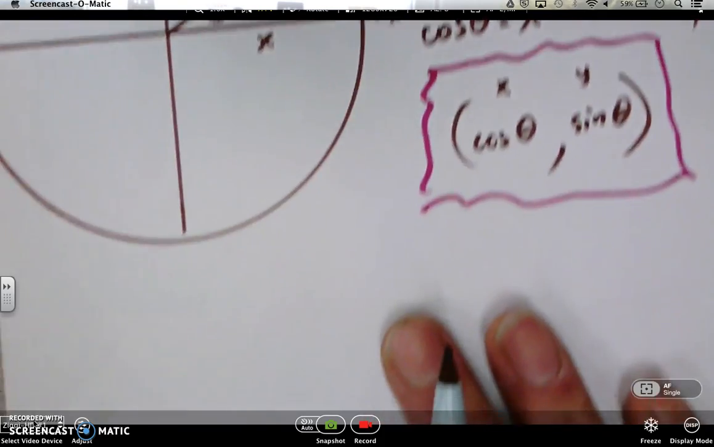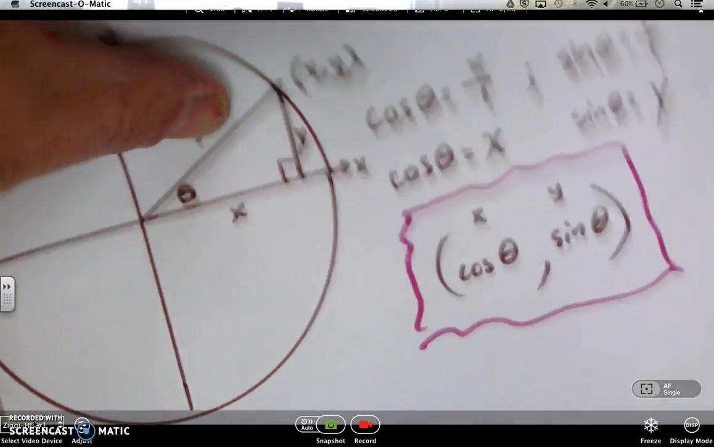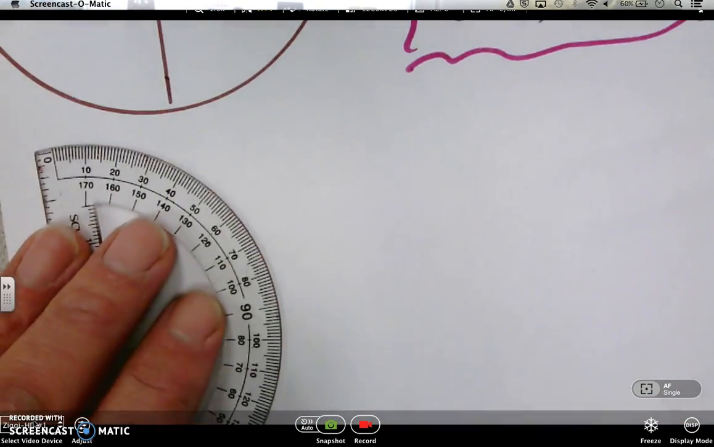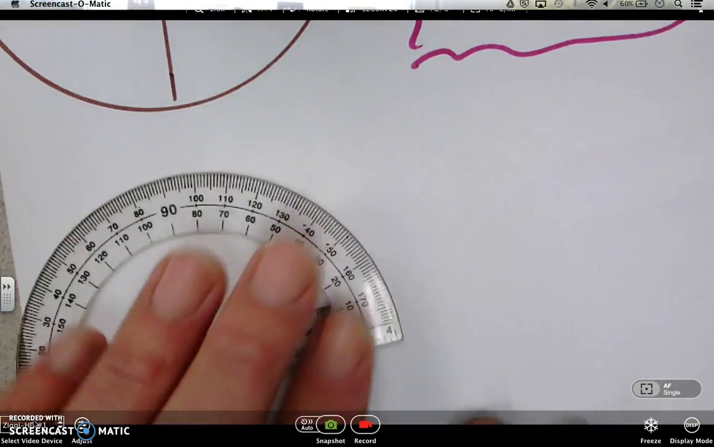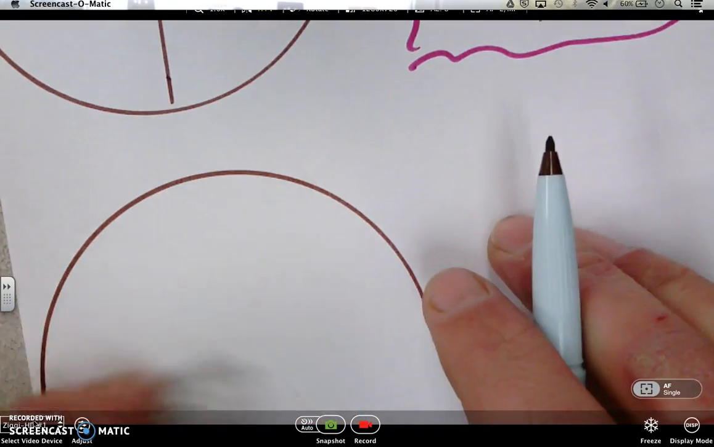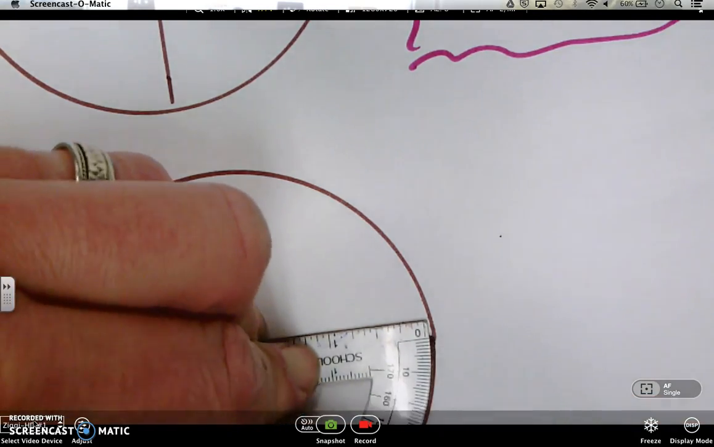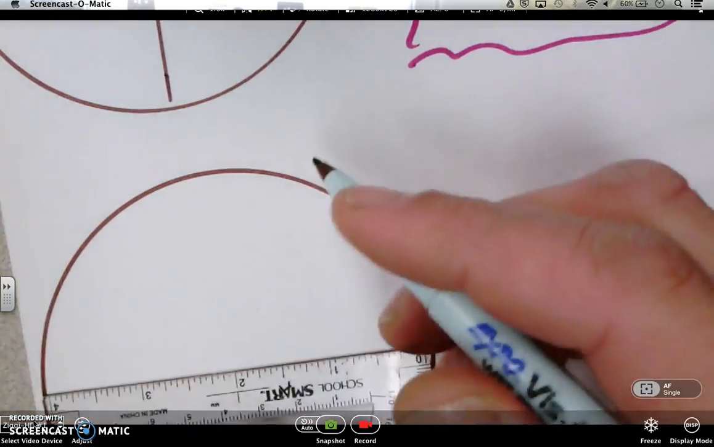Okay, now let's go back to talking about coordinates. All right, here. So, let's see. We got part of a unit circle here. Let's draw top half, bottom half. Okay, and so here's what we got.